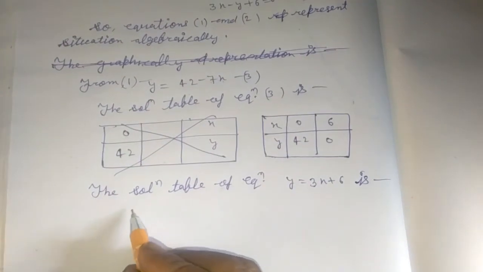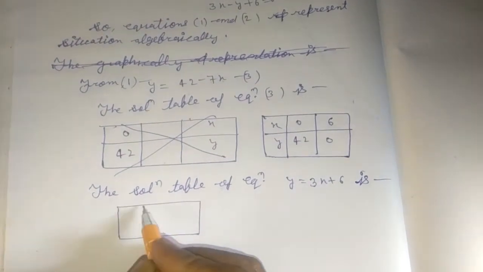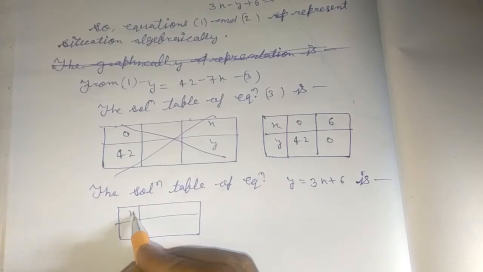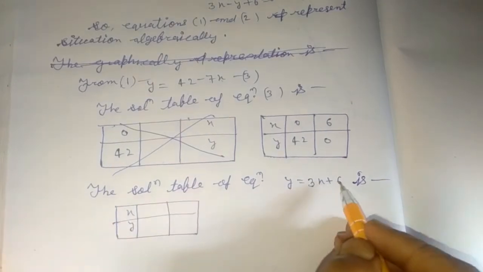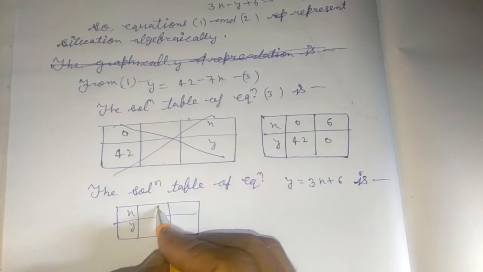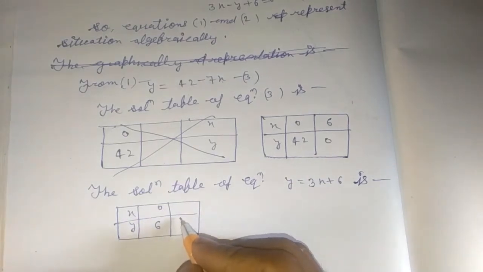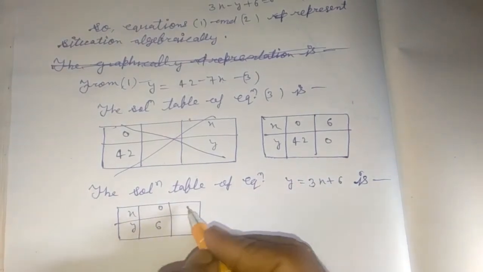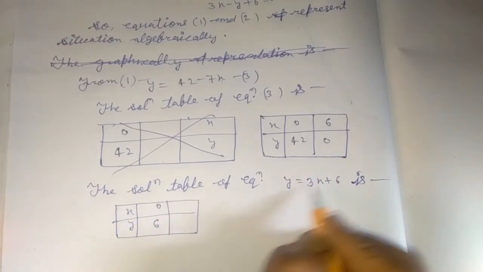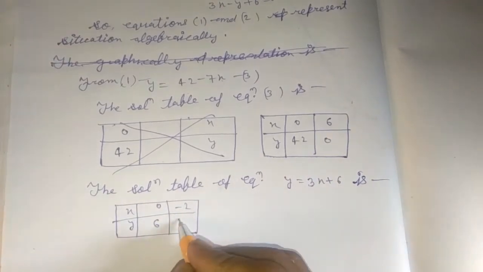So we draw the solution table. First we put x and y. We take x equal to 0, we get y equal to 6. Again we take x equal to minus 2, we get y equal to 0.